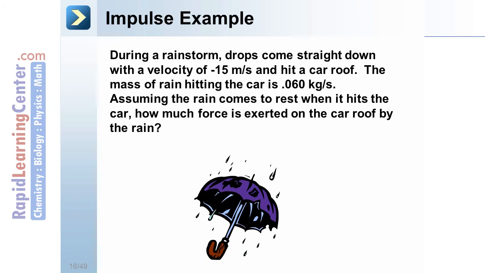Impulse example. During a rainstorm, drops come straight down with a velocity of negative 15 meters per second and hit a car roof. The mass of the rain hitting the car is 0.06 kilograms per second. Assuming the rain comes to rest when it hits the car, how much force is exerted on the car roof by that rain?